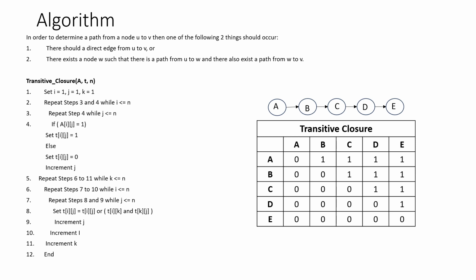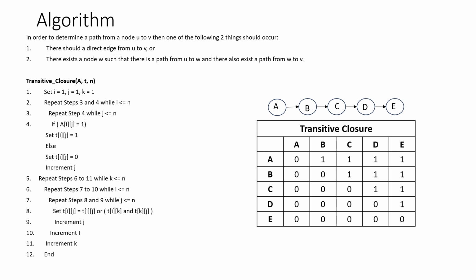Now let's try to understand the algorithm of finding the transitive closure. The algorithm is shown at the left hand side. In this algorithm, we are using three variables I, J, and K. I and J are used for traversing the matrix, and the variable K is used to find the intermediate vertex.